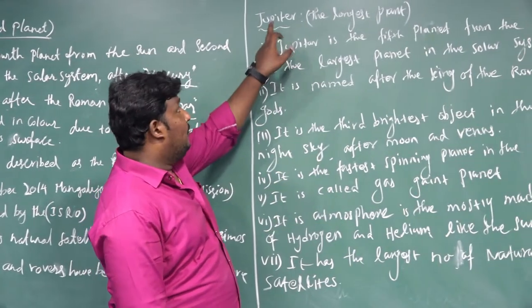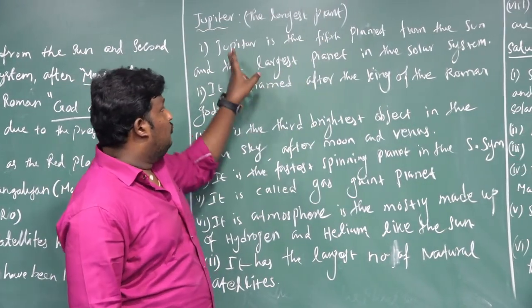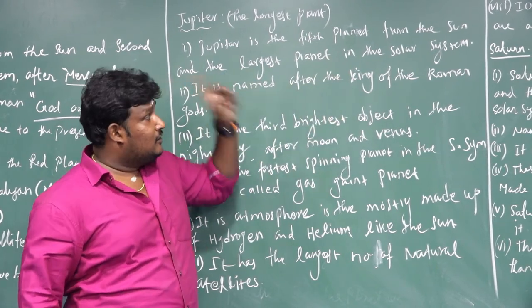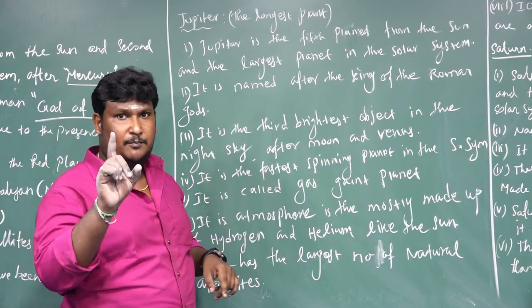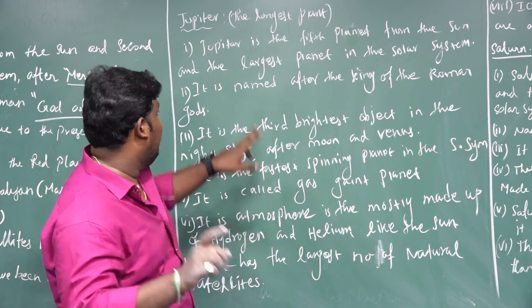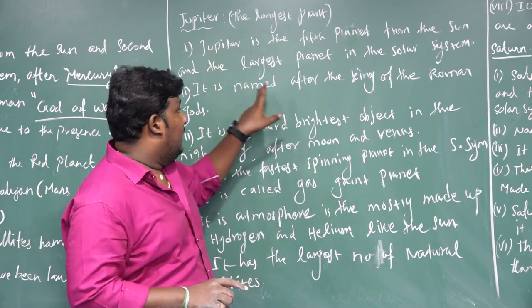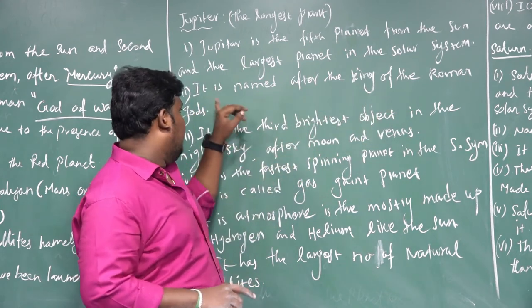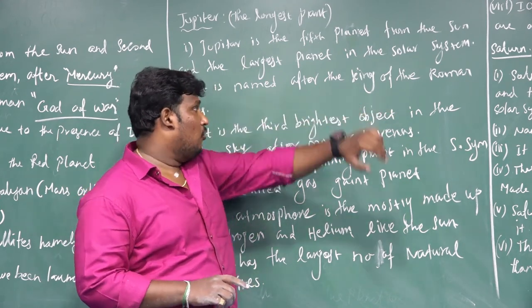Fifth one, Jupiter, the largest planet. Jupiter is the fifth planet from the Sun and the largest planet in the solar system. The first planet, the one which is the largest, means Jupiter. It is named after the king of the Roman gods.